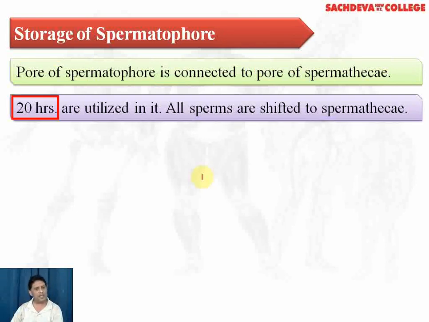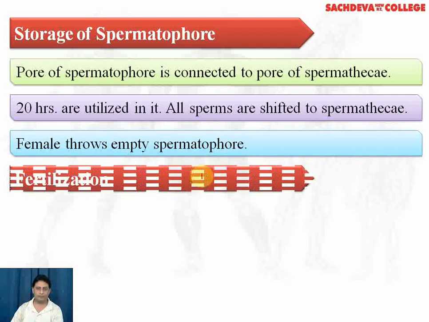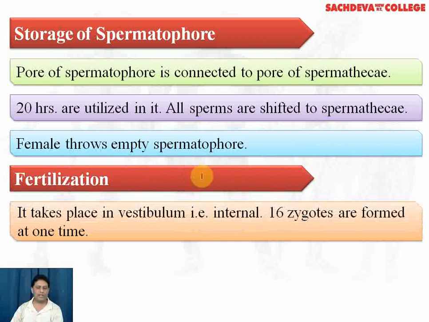In the next 20 hours, all the sperms are shifted from the spermatophore to the spermatheca, and the empty spermatophore is thrown out by the female. Fertilization takes place in the vestibulum. 16 zygotes are formed at one time.